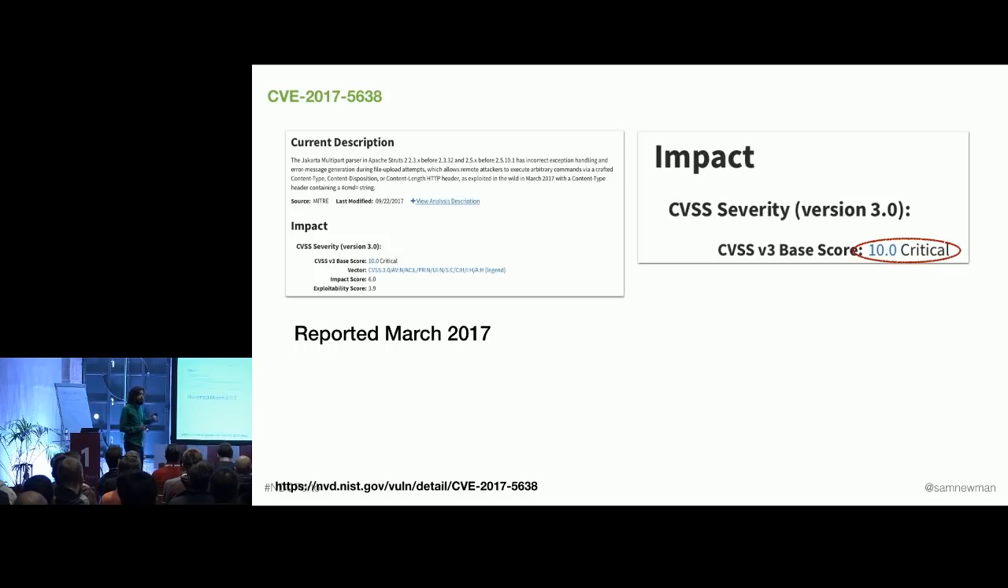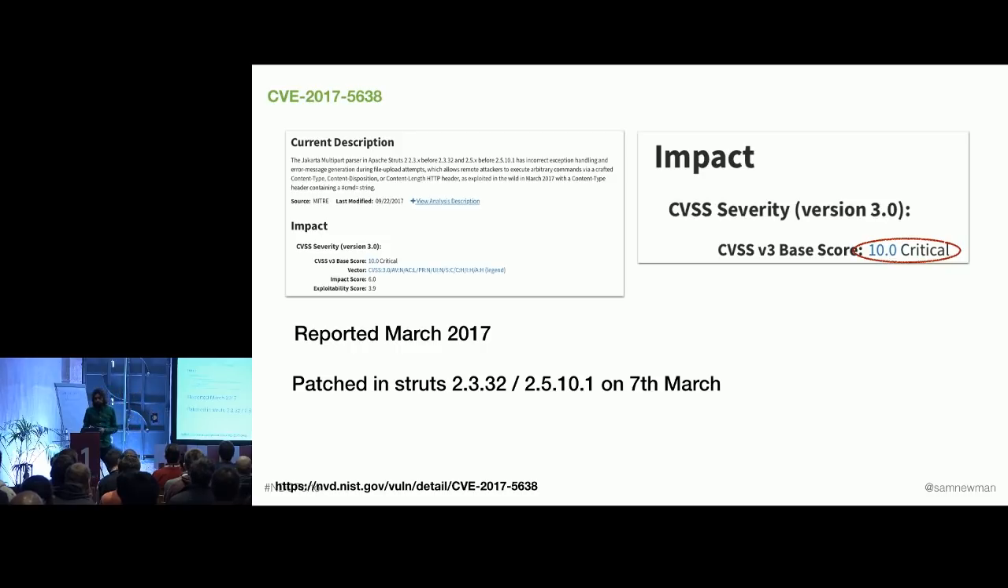Now, this particular defect was reported in March 2017, and this is common in good bug reporting behaviors. They'd already spoken to the team who wrote Struts, and the team were already ready with bug fixes. And so they announced this is a really serious problem, and the patches are already available at the same time. So I want to make it very, very clear this is a problem. So this was March. I think it was March 7th when the patches were made available.